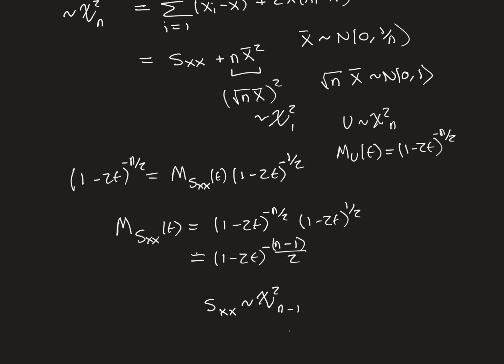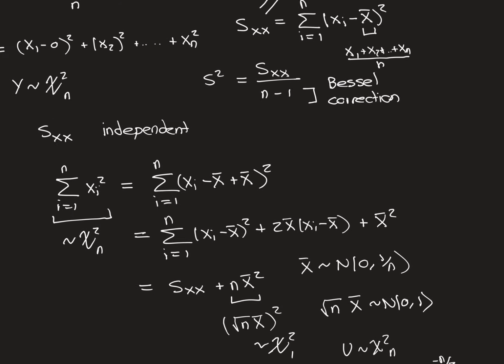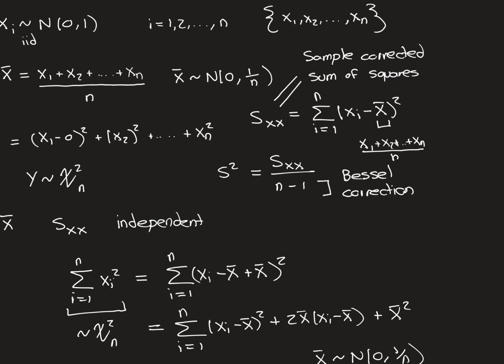So there we go. That was actually the main thing I wanted to show you in this video, that this sample corrected sum of products, this thing, and we'll do this in red. I've been writing a lot in white, but let's change colour now. This thing is chi-squared distributed with n minus 1 degrees of freedom.